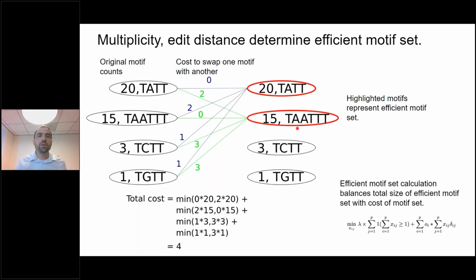So I won't get into the optimization method, but the general overview is that we have the initial set of motifs and their counts. We have a cost function to replace one observed motif with a different motif. And then we have an optimization step that selects a subset of motifs such that the overall cost to use this subset to represent all possible motifs is minimal.